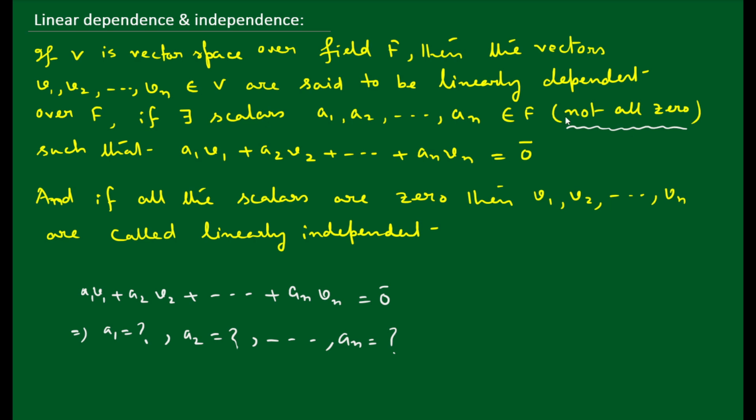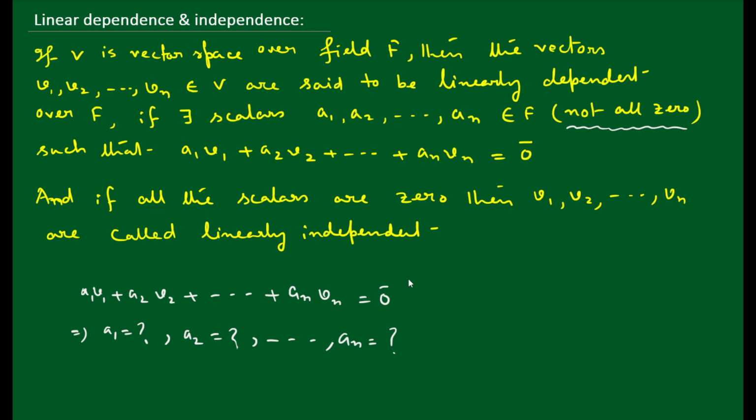Now what is written here? Not all zero. Suppose मान लीजिए a1, a2, a3 किसी स्केलर का भी वैल्यू जीरो नहीं है. So then we say that the vectors are what? Linearly dependent. Suppose some scalars are zero and some are not zero. Then also the vectors are what? Linearly dependent. Suppose only one scalar is non-zero and all the others are zero. Then also it is what? Linearly dependent. So उसका मतलब क्या है?